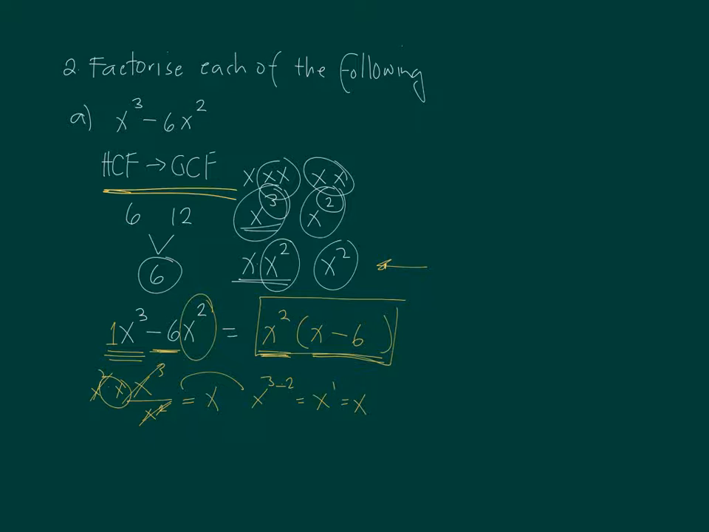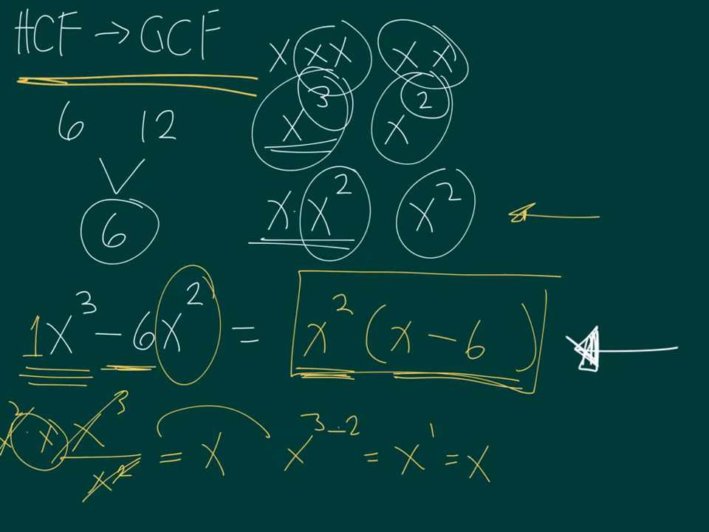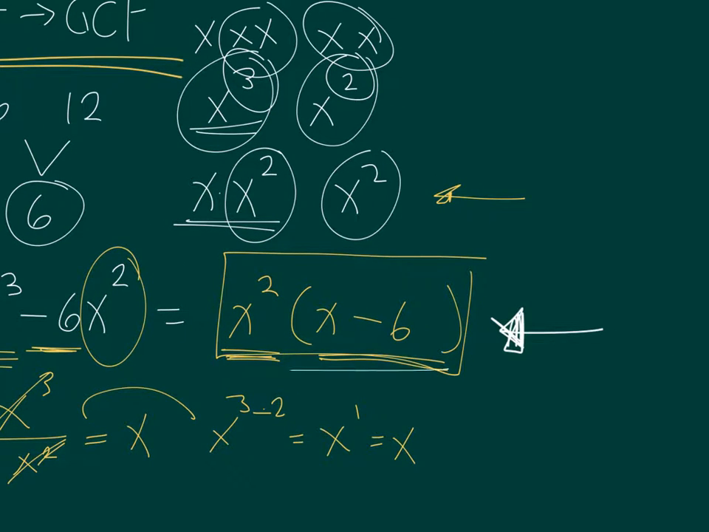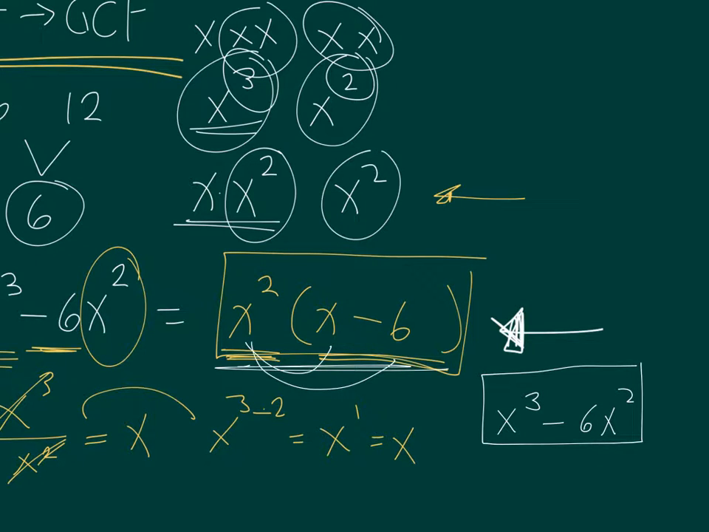Now there's a way to check if your factored form is correct. Factoring is basically the reverse of expanding an expression. And when you expand, you apply the distributive law. So look at x squared times x minus 6. If you apply the distributive law, x squared times x is x cubed, and then x squared times 6 is 6x squared. And as you can see, this is the original expression. So it means that your factored form is correct. Okay? So I hope that is clear.